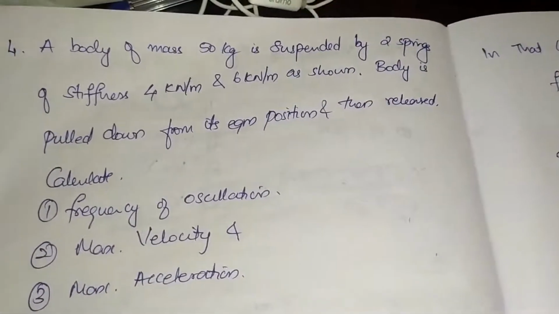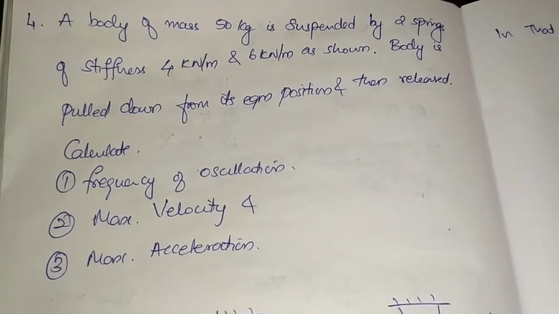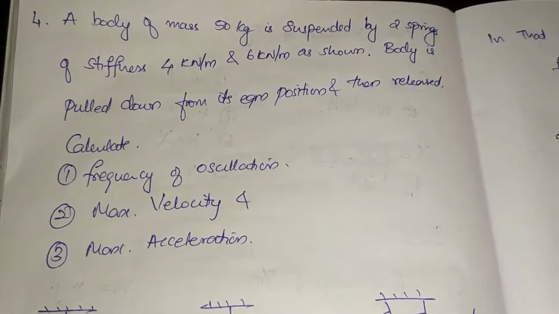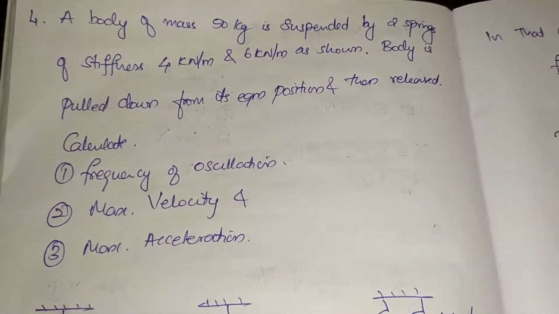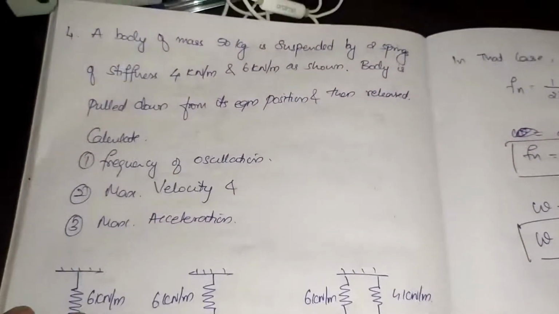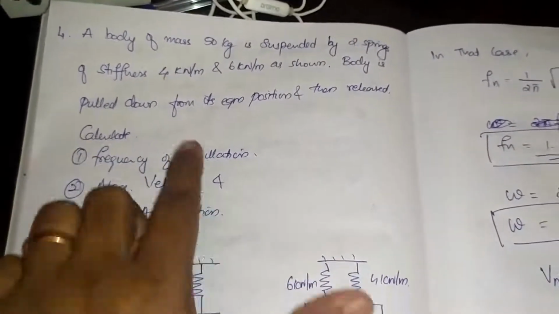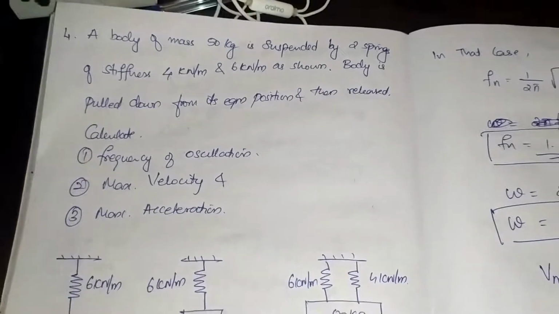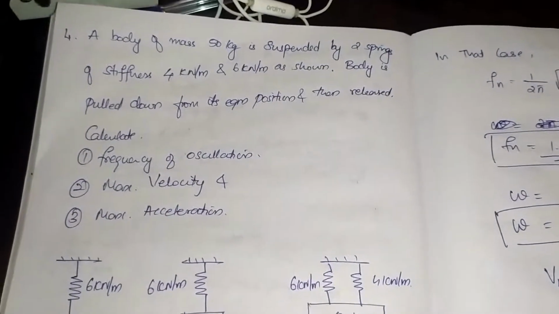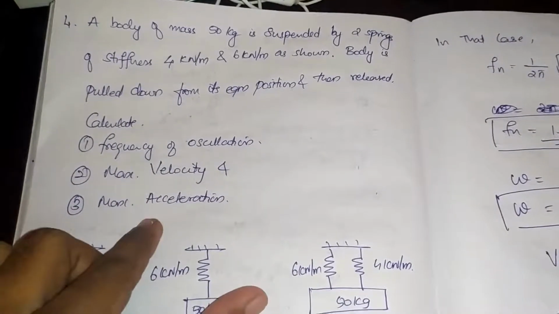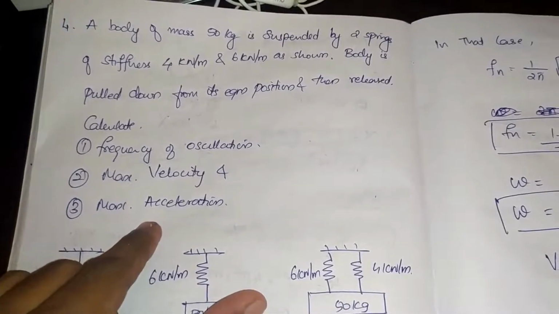Now we'll do our last problem of this module. A body of mass 50 kg is suspended by two springs of stiffness 4 kilonewton per meter and 6 kilonewton per meter. There are two springs, say K1 and K2. Now the body is pulled down from its equilibrium position and then released. You need to find out frequency F, maximum velocity Vmax, and acceleration Amax.